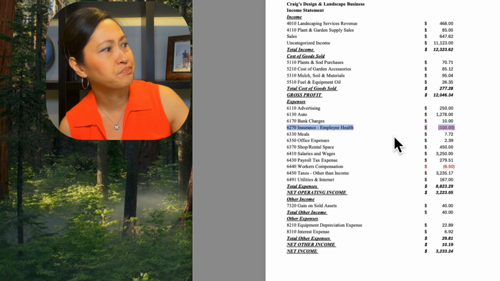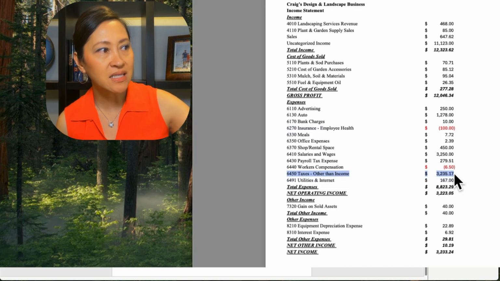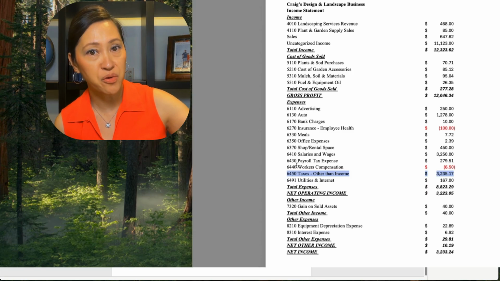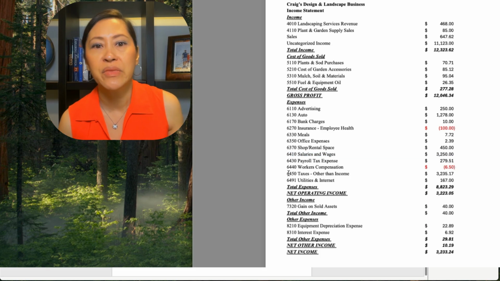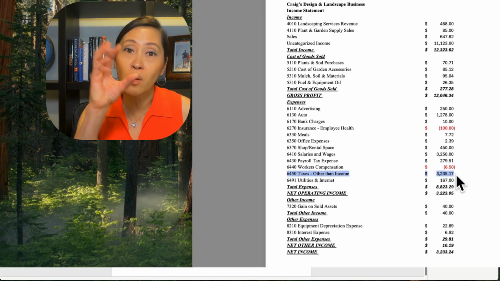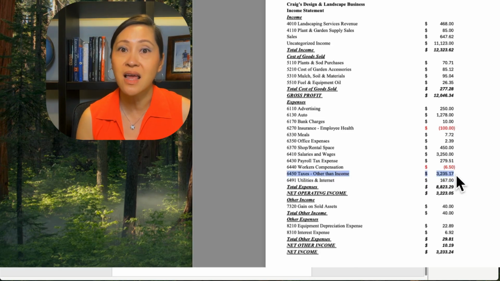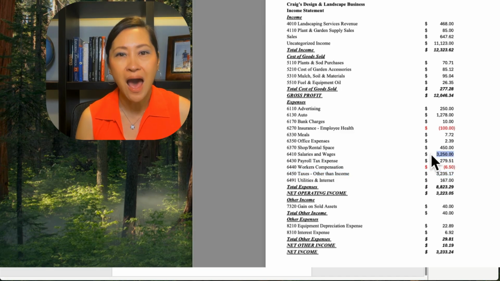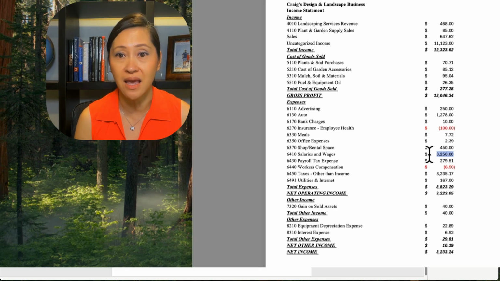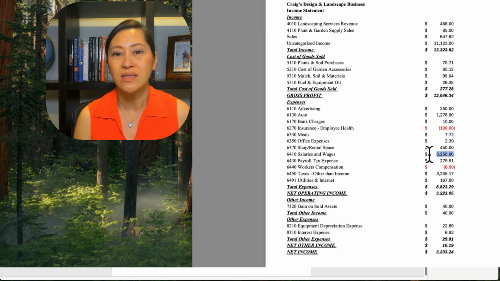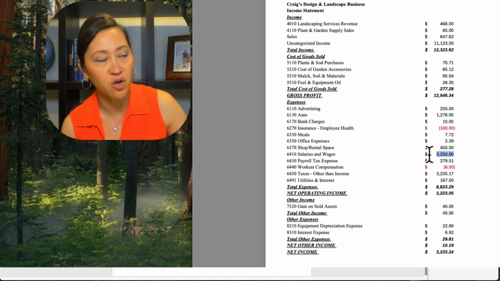income statement. Speaking of payroll, the taxes other than income account caught my eye. It shows $3,235 and 17 cents, while salaries and wages are only $3,250. That's unusually high. This account is supposed to reflect only the employer's portion of payroll taxes, things like Social Security, Medicare, or unemployment taxes. When it's almost as high as total wages, it usually means something else might have been included by mistake. I'd take a closer look to see what's in this account and make sure it's classified correctly.